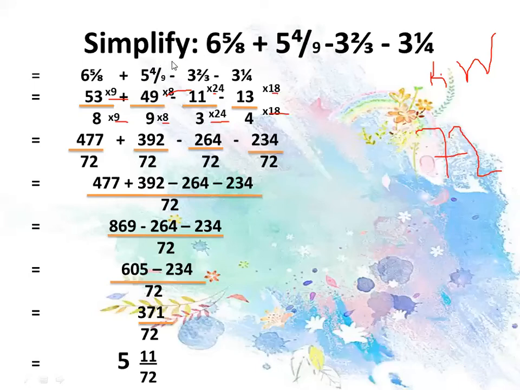In the first step you will convert all your mixed fractions into improper fractions, then find the LCM of your denominators. The LCM of the denominators is 72. You have to do all these things in the working column. Then multiply the numbers so that, as a result, your denominators become 72. Then it will become very easy for you. You will simply add and then subtract.